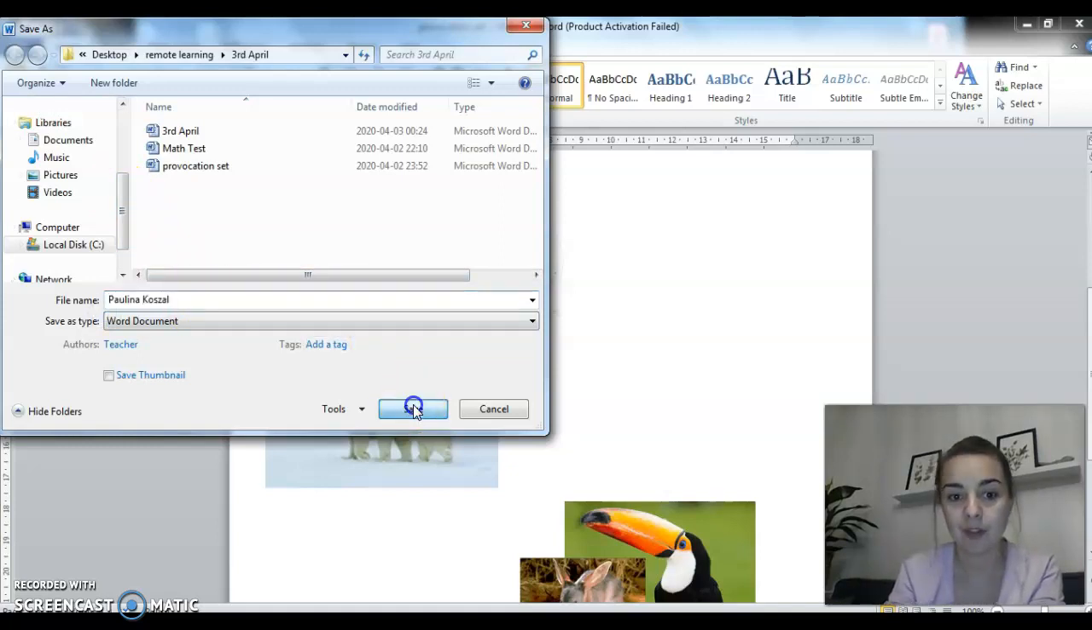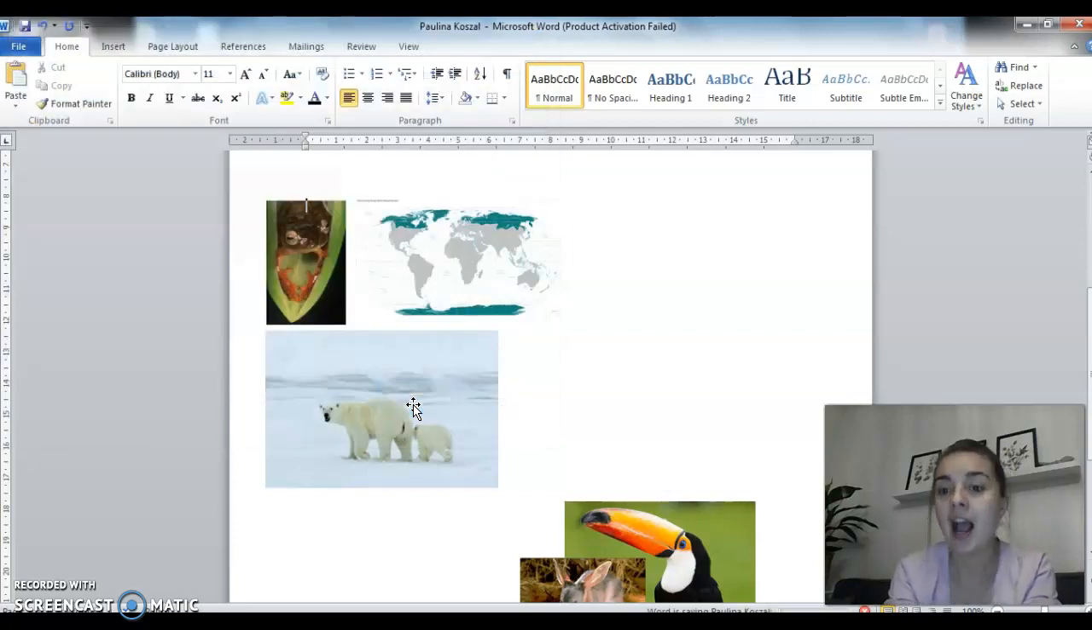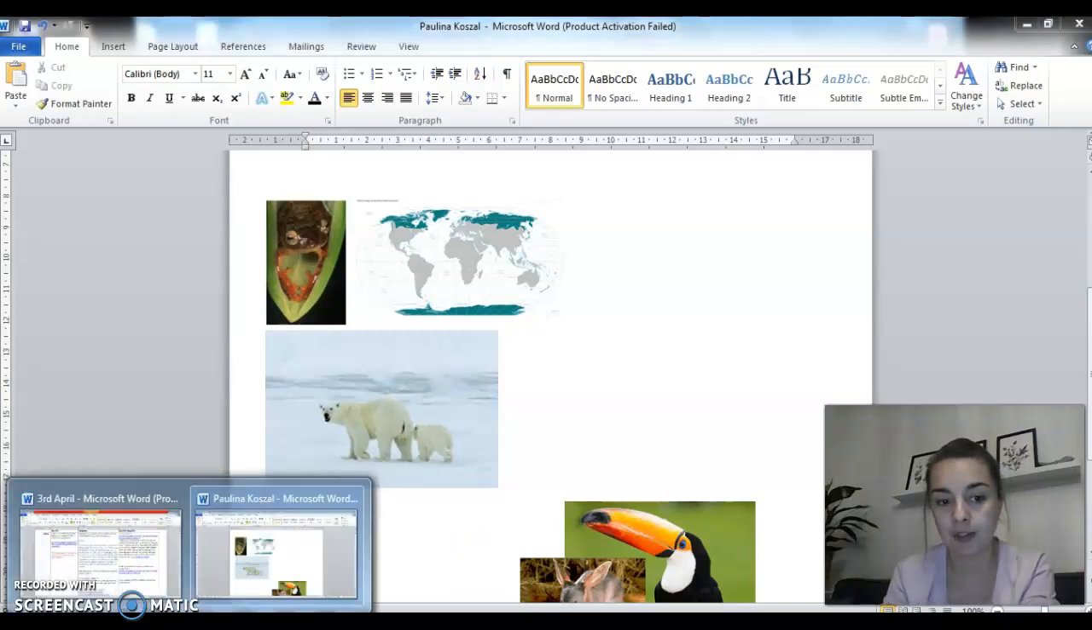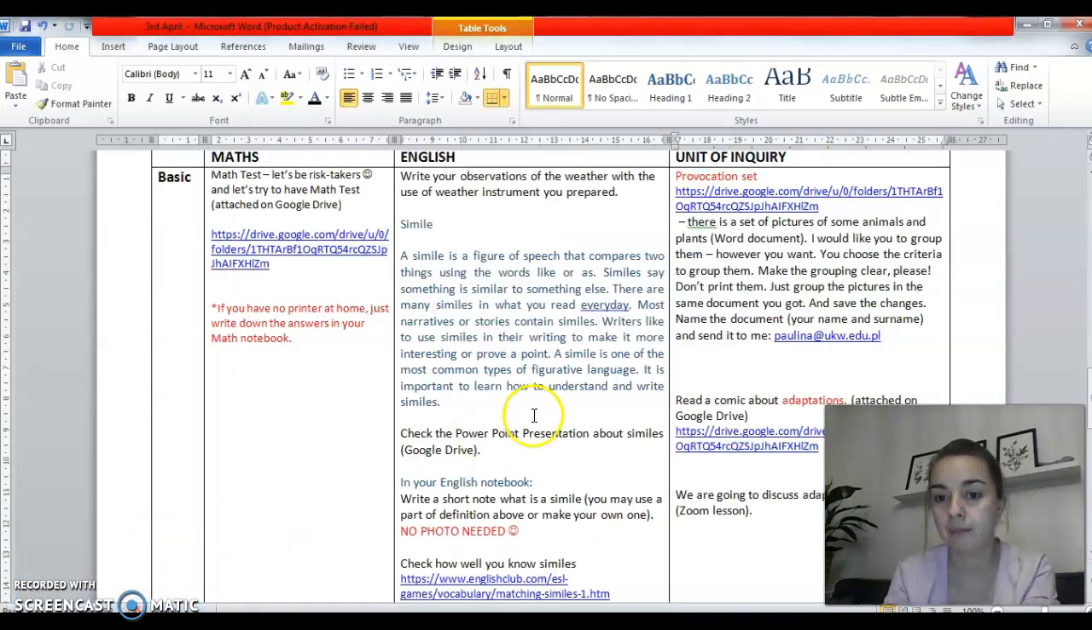Okay, you save it, and then I would like you to send me the document on my email. So my email address is written here, paulina@ukw.edu.pl. So I would like you to send me the document after booking. Don't forget to name the document using your name and surname or your nickname. So I will know that it's yours.